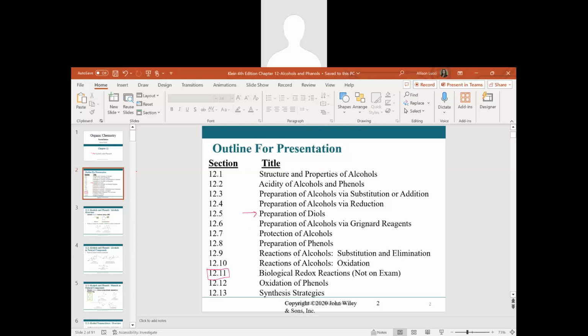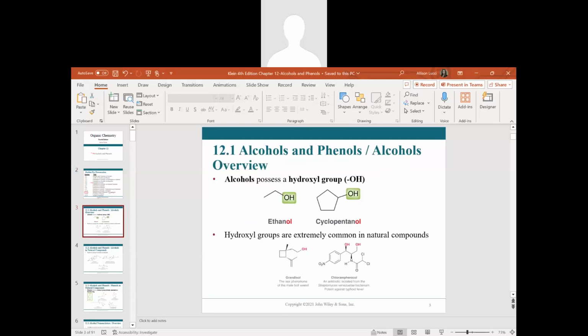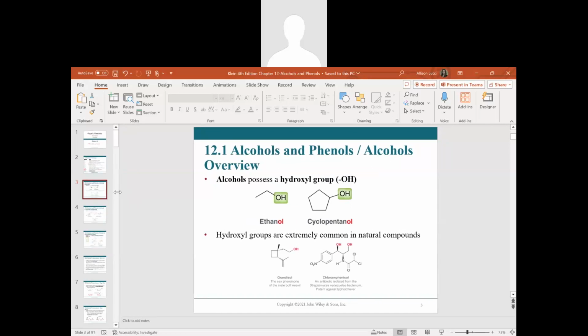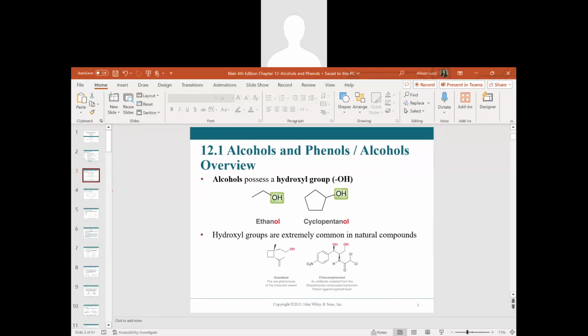I note over here that you will not see anything specifically from this section on your exam, but we will review each of these other sections in different videos. So let's take a look at our first section here. We're given some structures and we want to review what an alcohol is, what a phenol is, etc.